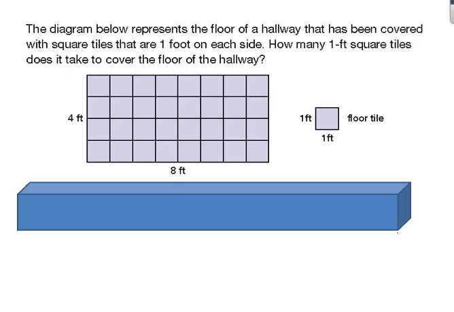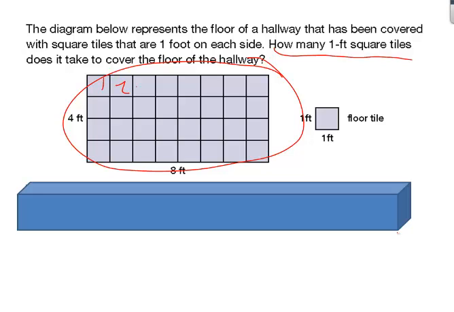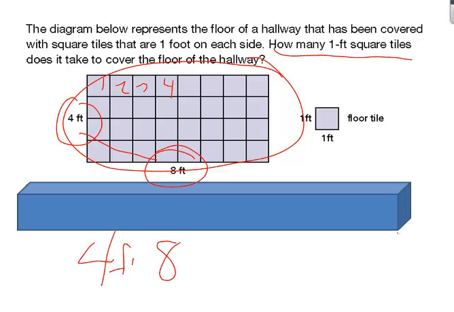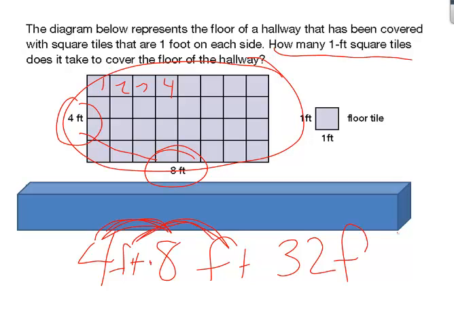This diagram below represents the floor of a hallway that has been covered with square tiles that are each 1 foot on each side. How many 1 foot square tiles are there total in this? How do you do that without going 1, 2, 3, 4? I don't want you to do that. Based off the prior screen, we know that we can take the 4 and we can times it by the 8. So 4 times 8, but remember this is feet and this is feet. So 4 times 8 equals, what do these two equal added together? That's right, 32. And then feet times feet is feet. Just feet? Nope. It's feet squared.